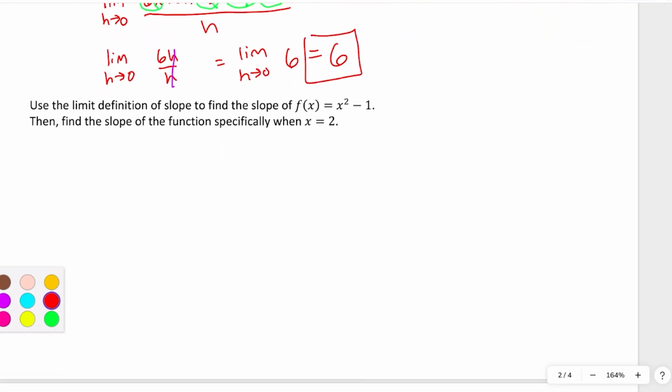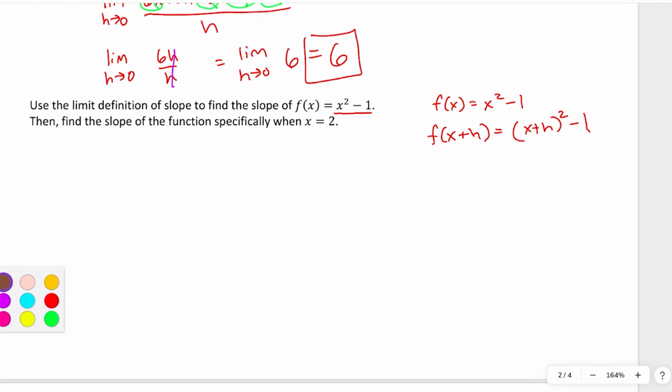So let's say we have a nonlinear function like this quadratic here, x squared minus 1. So f of x is x squared minus 1. F of x plus h would be x plus h squared minus 1. So what this is asking us to do is find an expression for the slope and then figure out what the slope is when x equals 2.